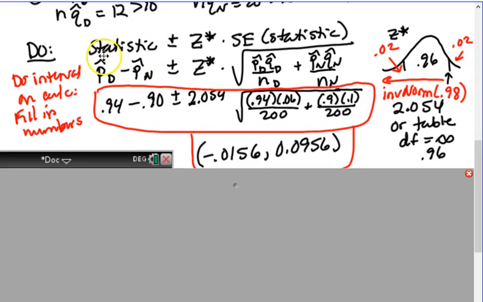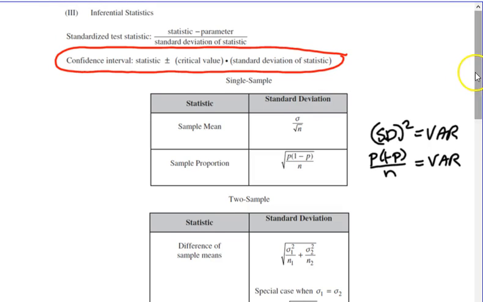So in this case, the statistic is the difference in the two sample proportions. The Z value comes from doing an inverse norm. This is our 96% confidence interval, so I'm looking for my cutoff value, my Z-score here. 98% of the data is below that Z-score, so I would do inverse norm of 0.98, which gives me 2.054. I can also use the table, which is very handy.